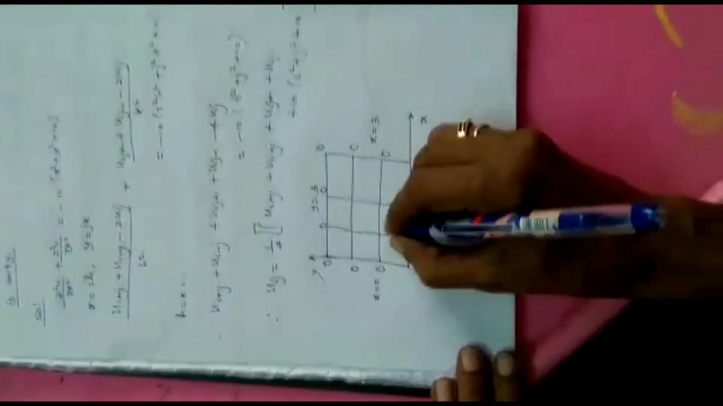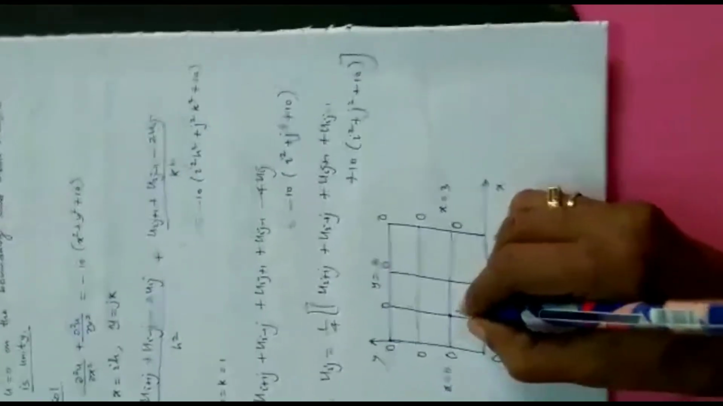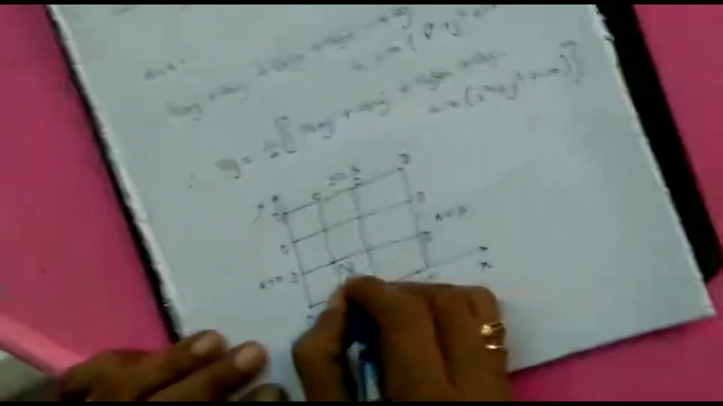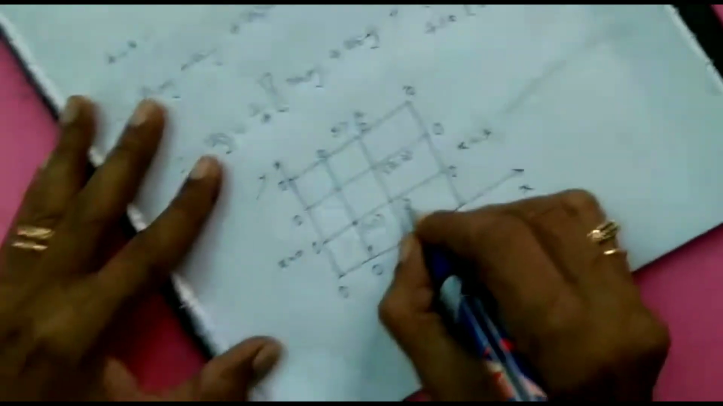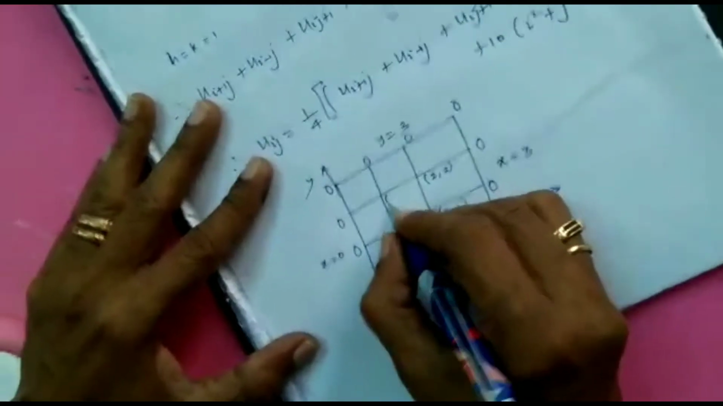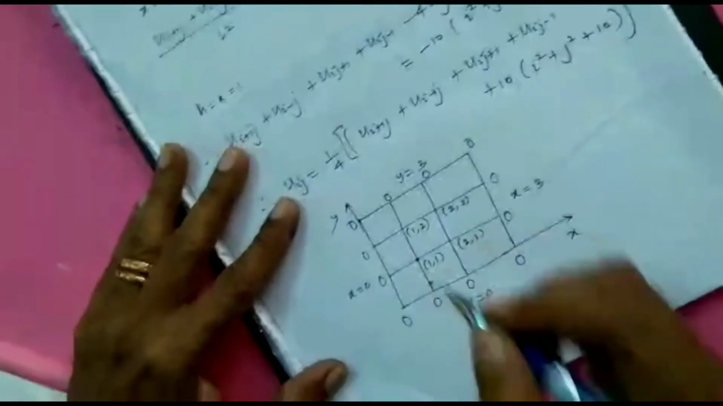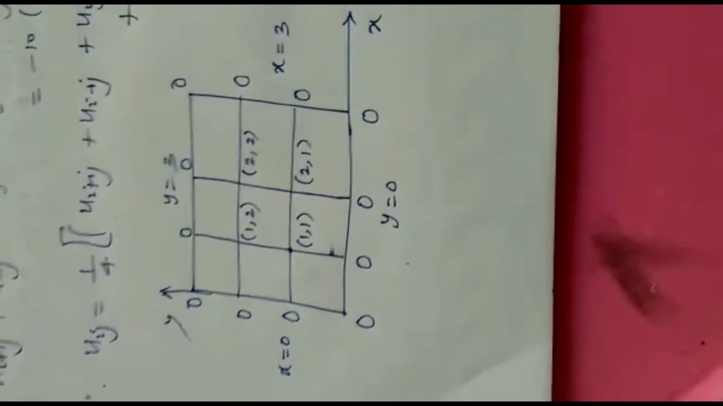Now, of course, we take the first coordinates. Let us take this coordinate. You know very well the coordinate is 1, 1. And this coordinate 2, 2. And of course, this coordinate 2, 1. And this one 1, 2. So it's very clear we are going to use the concept of symmetry. Why? Because all four boundaries are at equal temperature, that is 0. So we can go by symmetry.